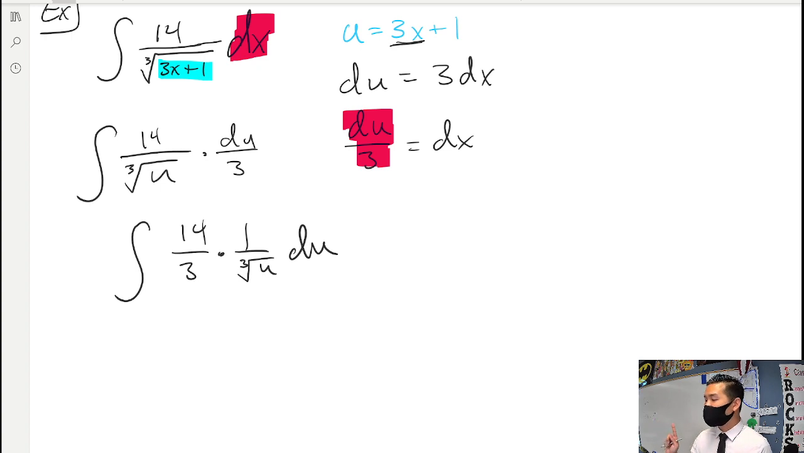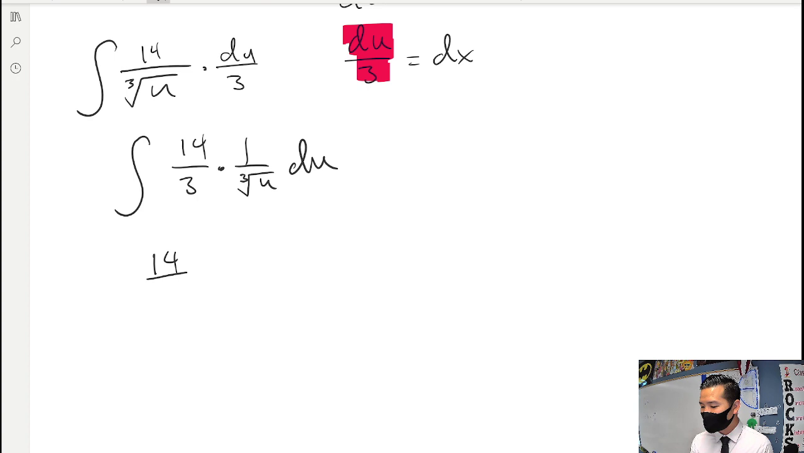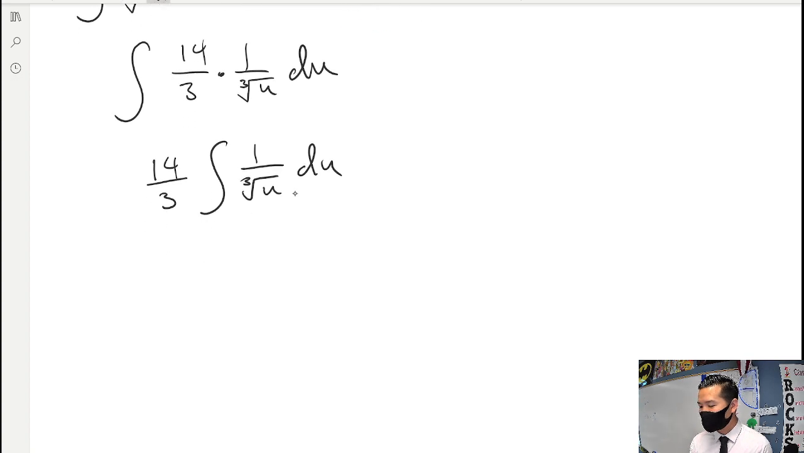Now, 14 over 3 is just a coefficient, just like 1 over 3 was, or just like 1 over 4 was, or just like 1 over 10 is. It's just a fraction. It's just a coefficient. It's a number. That coefficient gets to go where on your integral? In front. So we can deal with that later. Now we got to deal with the integral of 1 over the cube root of u du. Convert the cube root into a fraction. So this will be 14 over 3 still on the side right there.